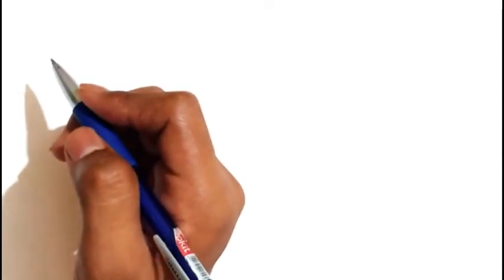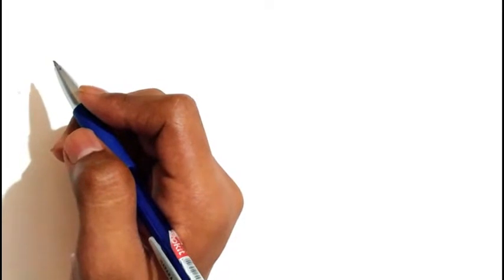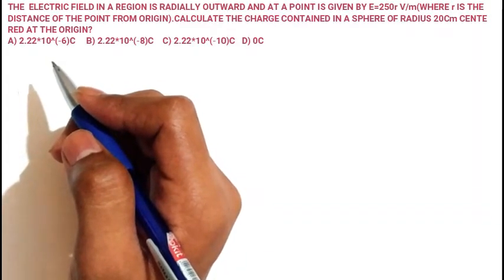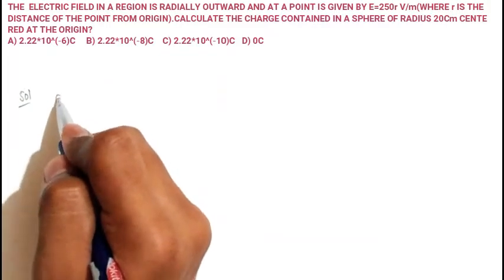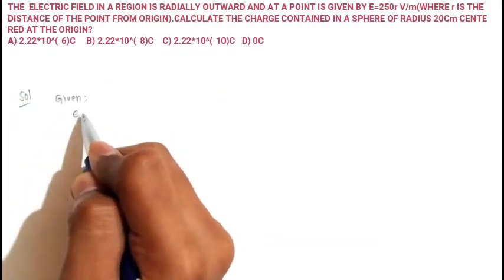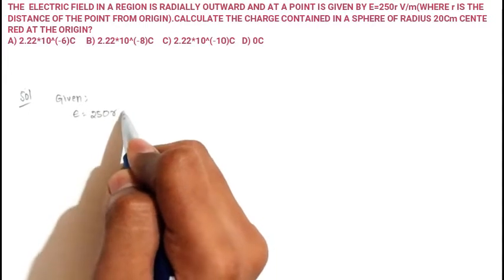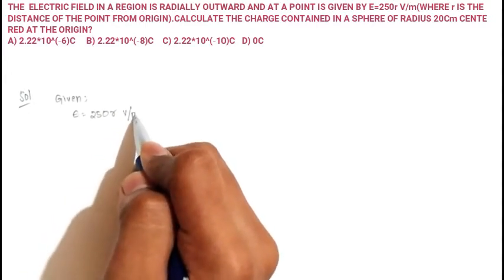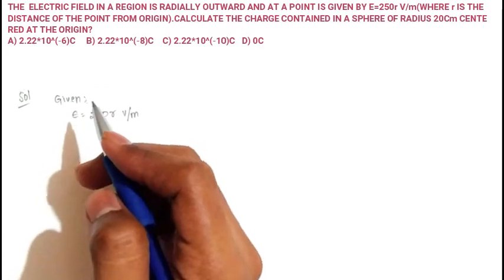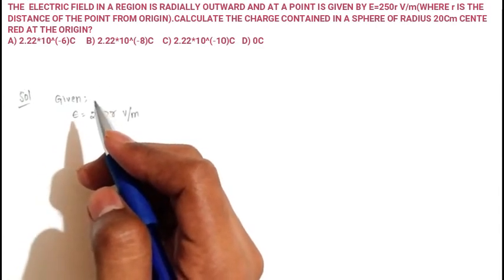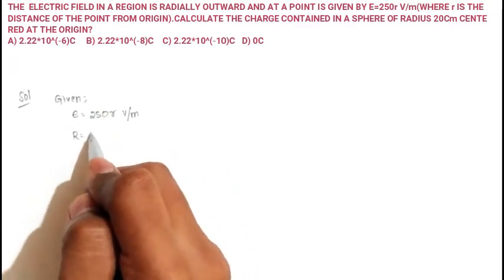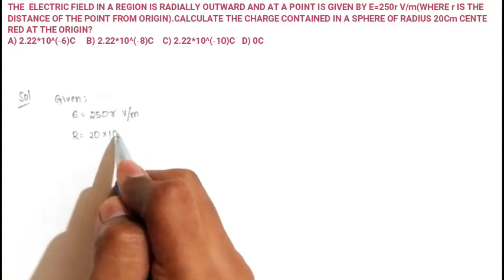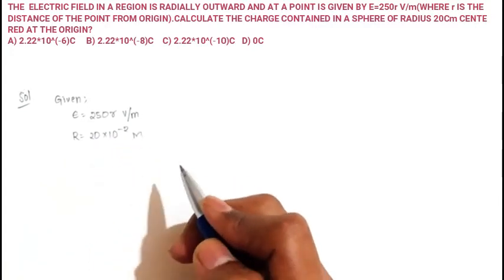Now when we see the first question, the electric field in a region is radially outward and at a point it is given by E equals 250 r volt per meter, and r is the distance from the origin. Calculate the charge contained in a sphere of radius r equals 20 centimeters, 20 into 10 power minus 2 meters, centered at origin.